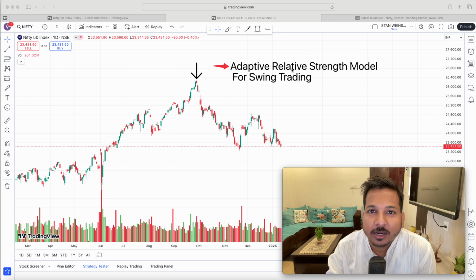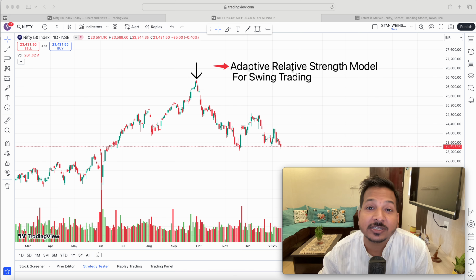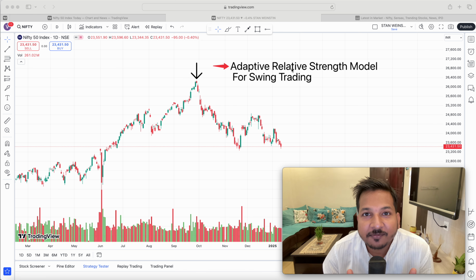Today we are going to discuss a very solid master swing trading setup called adaptive relative strength. I have explained the relative strength concept earlier, which shows which stocks are currently stronger than the overall market. Those stocks are going to be the leaders in the next market rally. So we are going to identify those stocks with a charting screener.